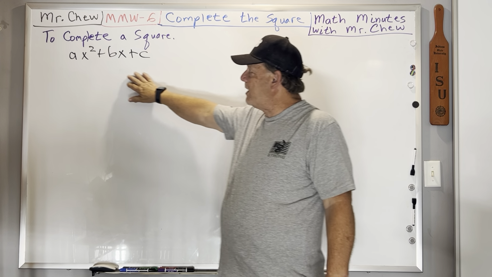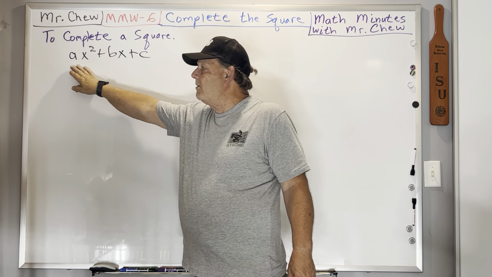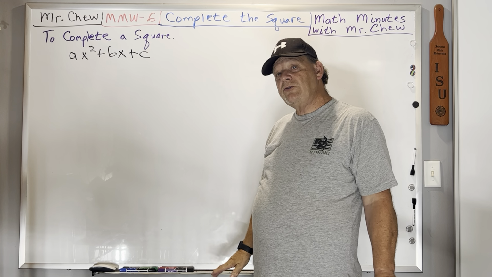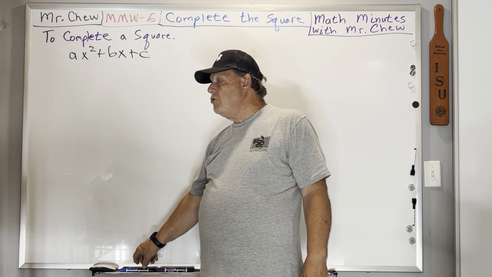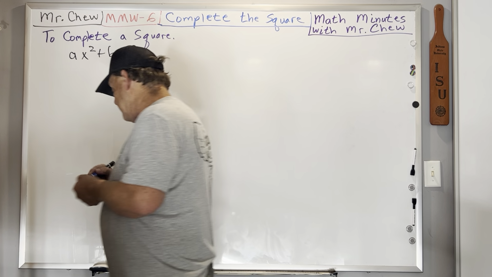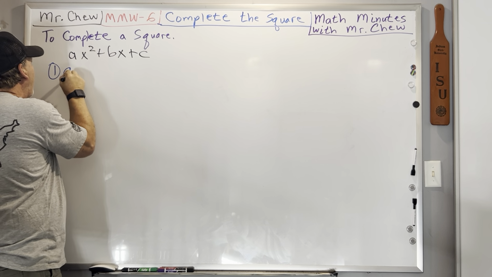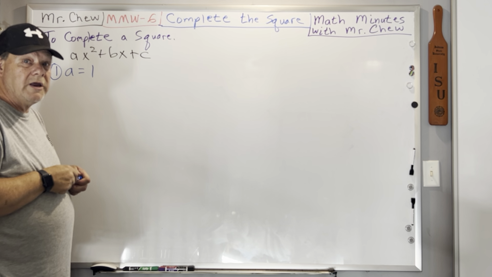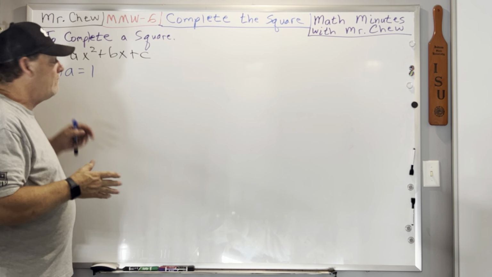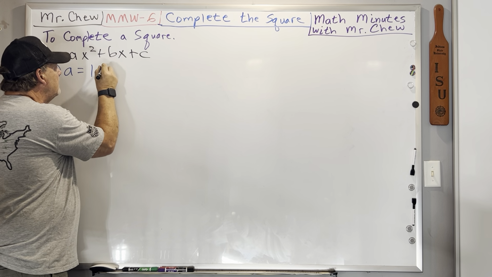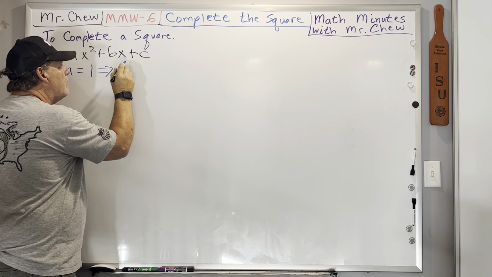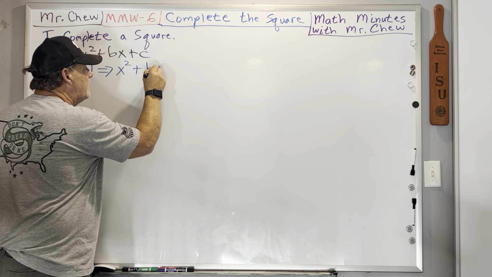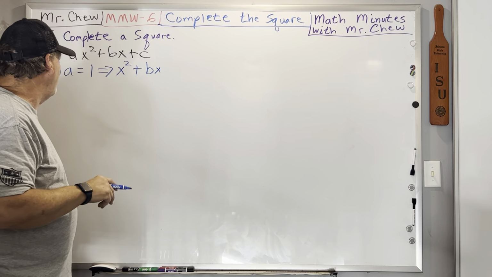So when you're completing a square, we're thinking about a quadratic. We have the standard form of a quadratic: ax squared plus bx plus c. The first thing you have to do before you can complete a square is make sure that a equals 1. So on step 1, a has to equal 1. If it does not equal 1, then you need to divide by that coefficient. What this really means is that you're going to end up having some variable to the second power, plus or minus some coefficient times that same variable to the first power.